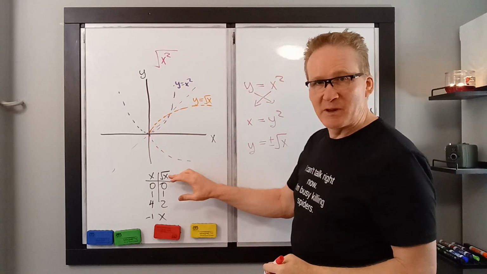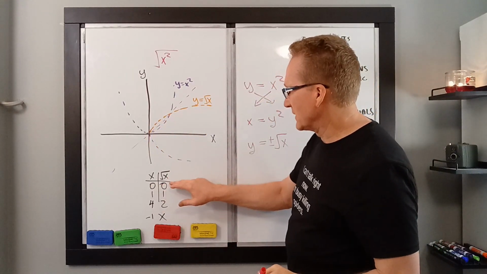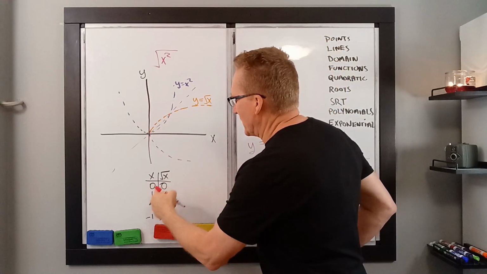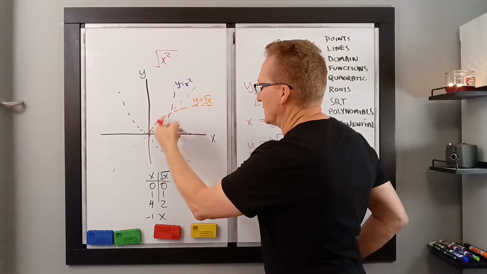Or if you want to simply plot a few points, use 0. That gives you 0. 1 gives you 1. 4 gives you 2. And you can't put any negative numbers inside there. So you just have this yellow line like this.